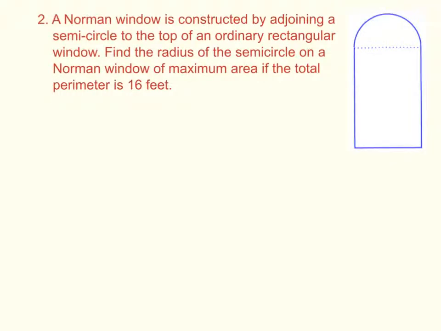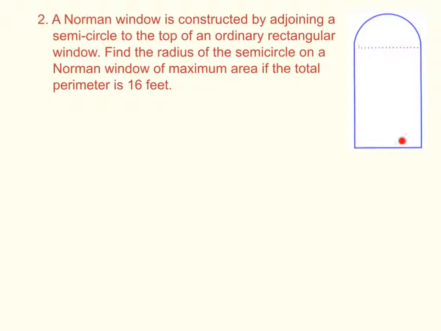All right, the second problem here says a Norman window is constructed by adjoining a semicircle to the top of an ordinary rectangular window. Find the radius of the semicircle on a Norman window of maximum area if the total perimeter is 16 feet.